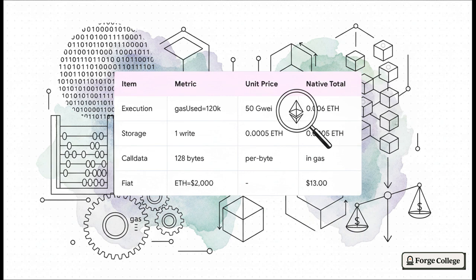Well, here is our literal bill of materials. We've got our primary execution itemized right here, 120,000 gas multiplied by a 50 gwei unit price. We have our storage isolated too. Notice how separating the deterministic fees from the variable ones just makes peer review an absolute breeze? If another dev wants to check your math, or if a PM demands to know why the fiat cost is $13, boom. Every single assumption is laid out transparently right in front of them.